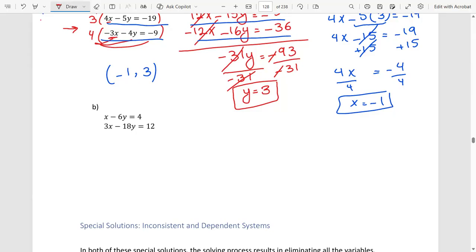To eliminate x, I have 3x in the second equation, which means I need to have negative 3x in the first equation. So what does it mean? I have to multiply the first equation by negative 3. Do I need to multiply the second equation? No, we just keep it the same. So multiply the first equation by negative 3, and just copy down the second equation.